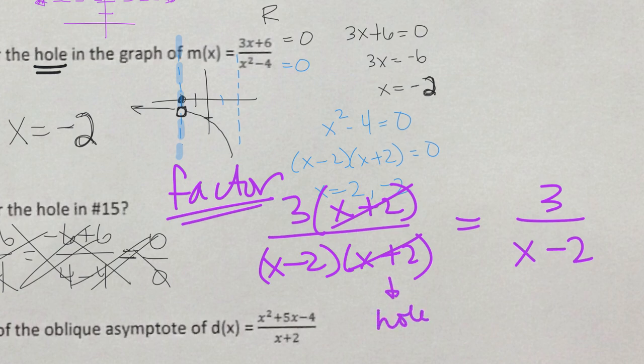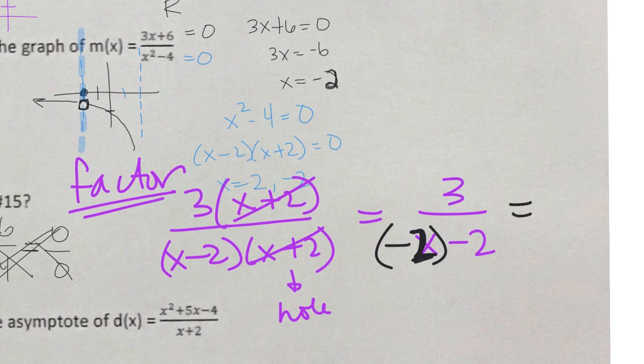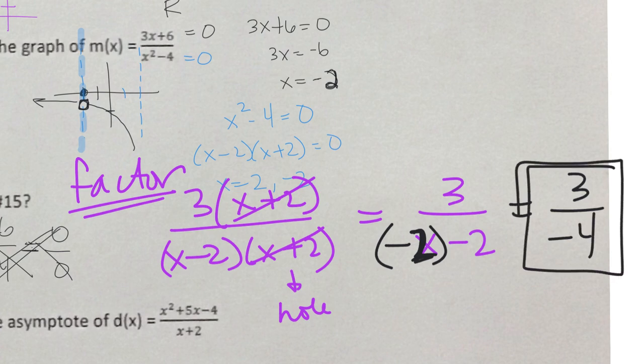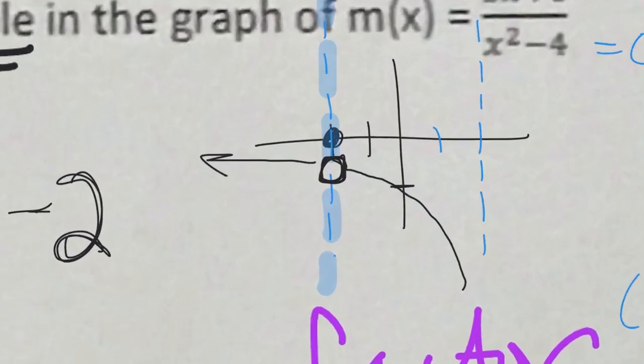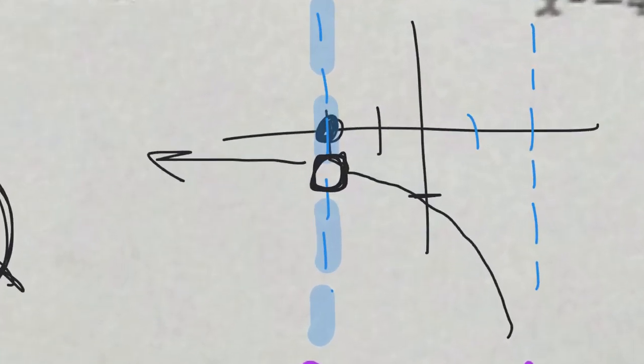So what happens if I plug negative 2 in now? Plug negative 2 into this, and I no longer get a 0. I get a 3 over negative 4. Okay, now looking at the graph, does that look like the y value where I graphed it? Sure, I would believe that this has a y value of negative 3/4.